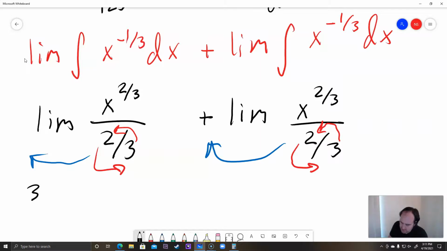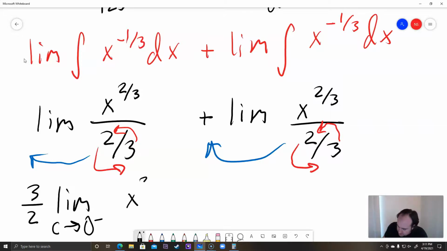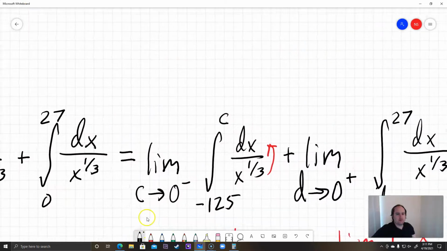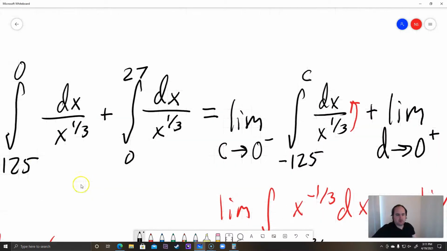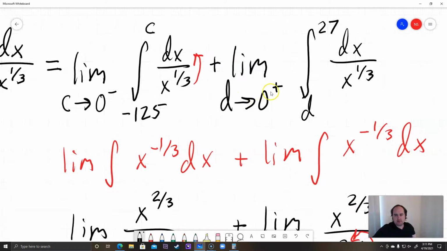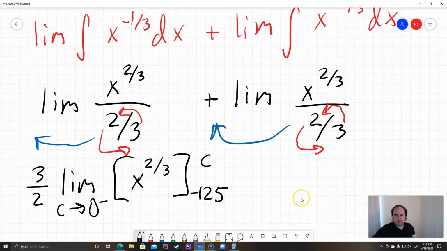So now we have 3/2 times the limit as c approaches 0 from the left of x to the 2/3, and this is going to be evaluated. The first one we said goes from negative 125 to c. That's how we rewrote that first integral. Then the other one was the limit as d approaches 0 from the right of the integral from d to 27. So that's this one here.